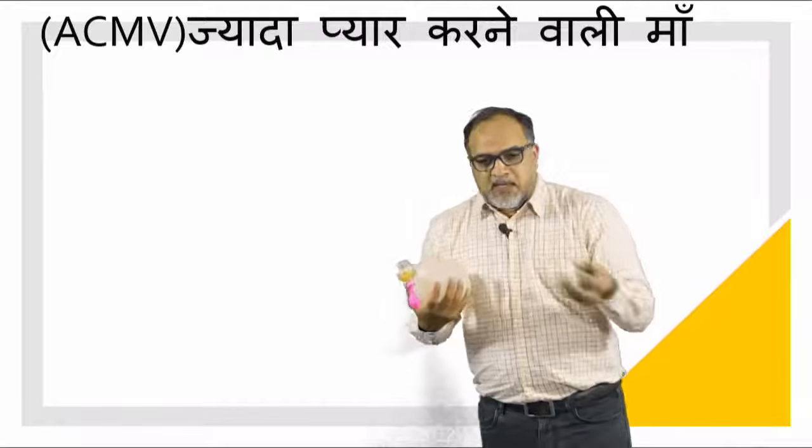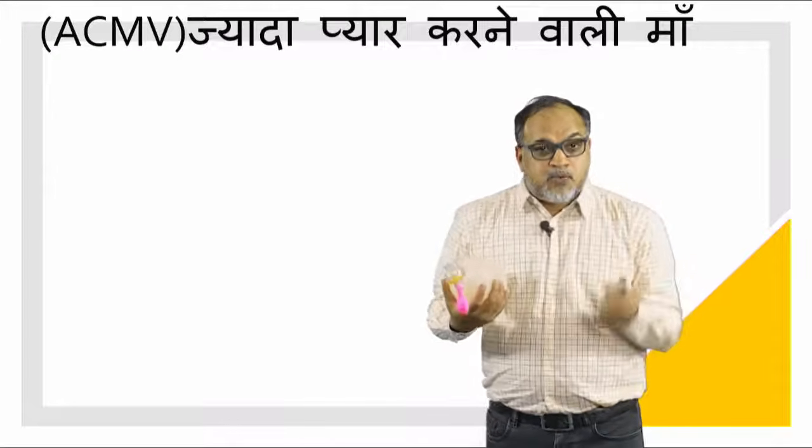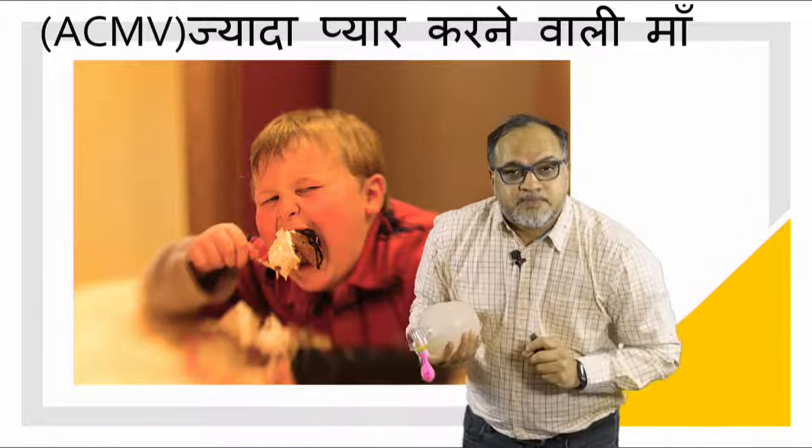You must have seen, especially in modern helicopter parenting, the parents who are too caring for the child. कि बेटा भूख लगी ले और खा ले, बेटा फिर से भूख लगी ले और खा ले, and the beta keeps eating and eating, and then they go for obesity problems. ACMV mode is exactly like that.